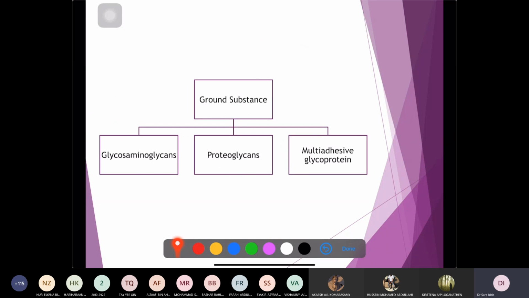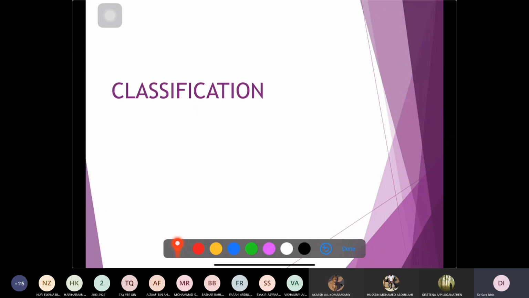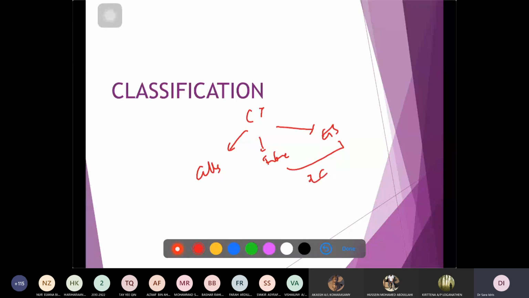Ground substance has different kinds of macromolecules that make it up: either glycosaminoglycans, proteoglycans, or multi-adhesive glycoproteins. So we're done with the components of the connective tissue. Remember, connective tissue components are cells, fibers, and ground substance. The ground substance and fibers will form your extracellular matrix.